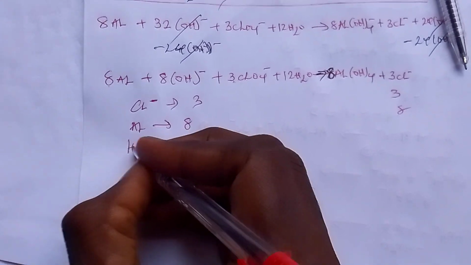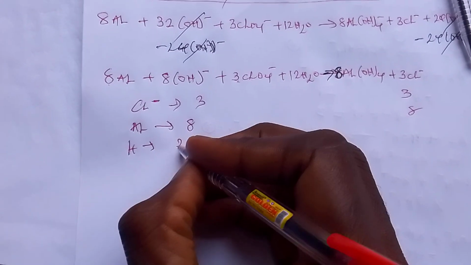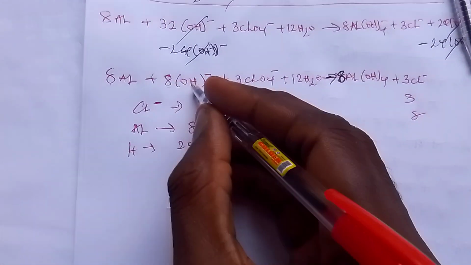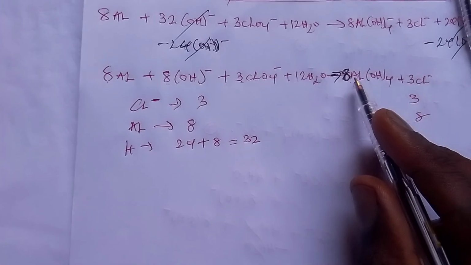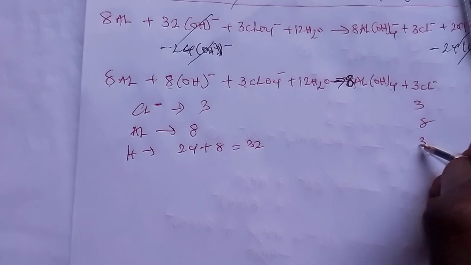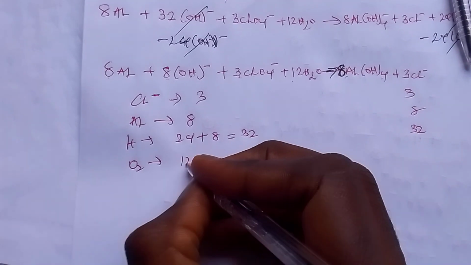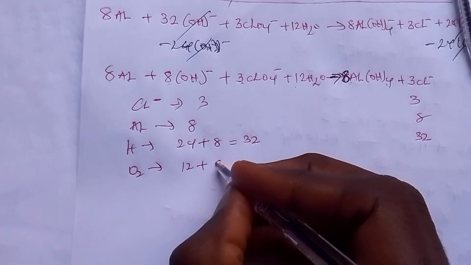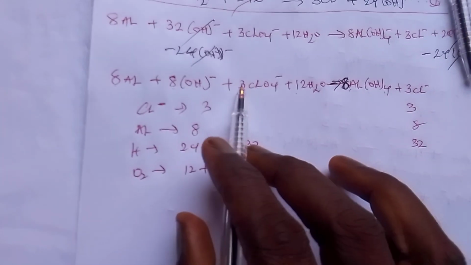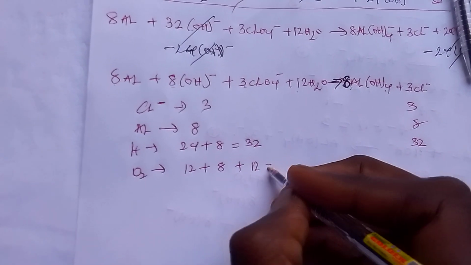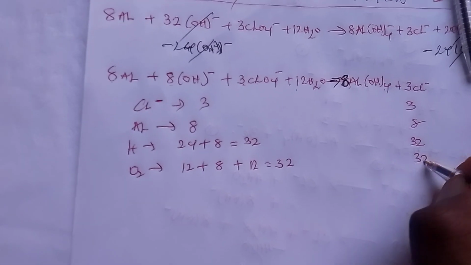So I have hydrogen. Let's count here. 12 times 2, this is 24, plus 8 times 1, this is 8, everything is 32. Over here we have 8 times 4, which is also 32. Oxygen, we have 12 oxygen plus 8 oxygen plus oxygen again. We have 3 times 4 is 12 again. Everything is 32. So over here, 8 times 4 is also 32.